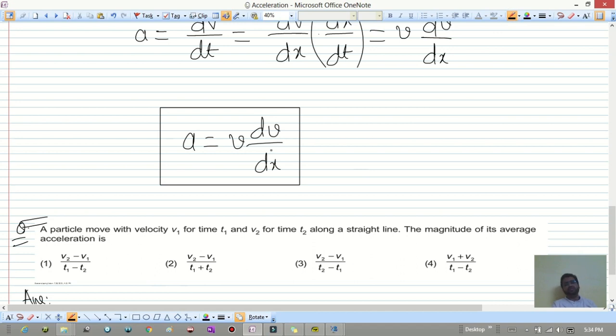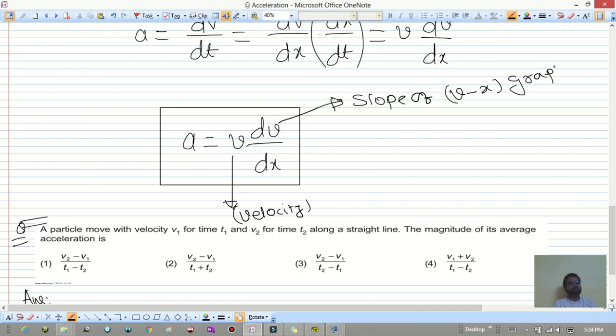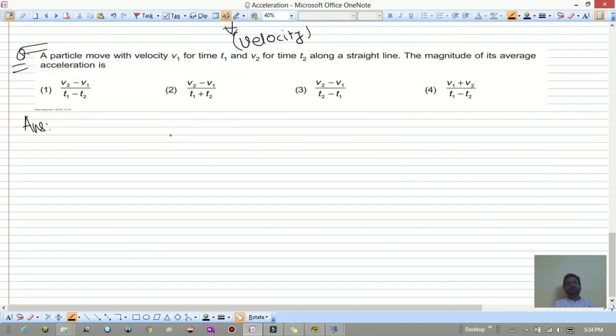So from this we can say that if you want the acceleration, then you can multiply velocity with the slope of the velocity-position graph. So acceleration is nothing but the multiplication of velocity with the slope of the velocity-position graph. So this is also a very important point. Do remember this.